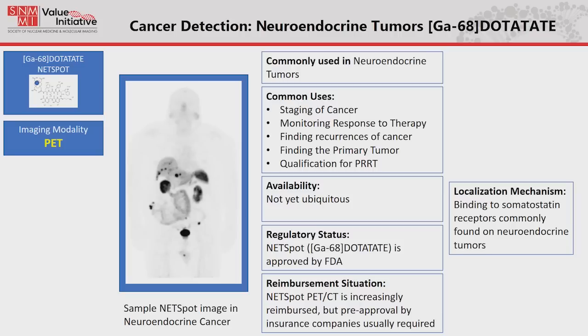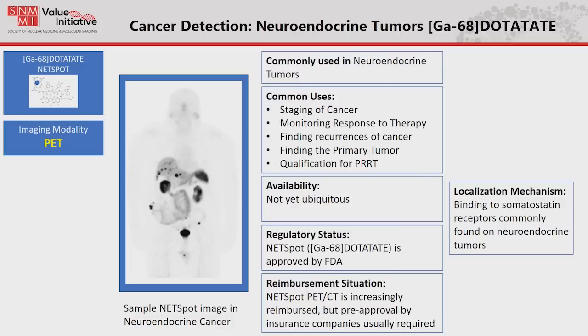This is NetSpot, gallium-68 DOTATATE. It's a much more complicated molecule. Gallium-68 has a half-life of about an hour. It's used specifically for neuroendocrine tumors. Why is that? Because neuroendocrine tumors overexpress somatostatin receptors commonly found there, and so they've been clever enough to define a drug, a molecule that seeks this out and binds to it and actually sticks and pretty much won't let go. Okay, and that's what this NetSpot, this gallium-68 DOTATATE, does.